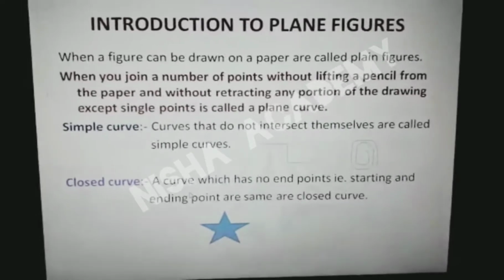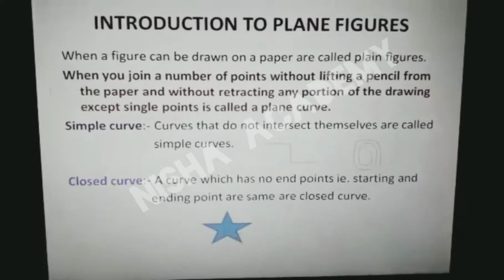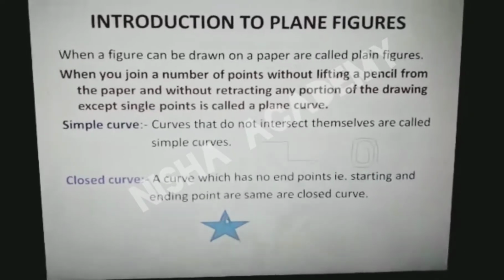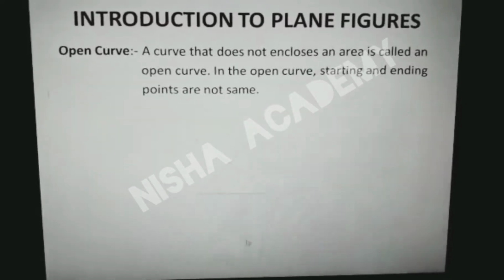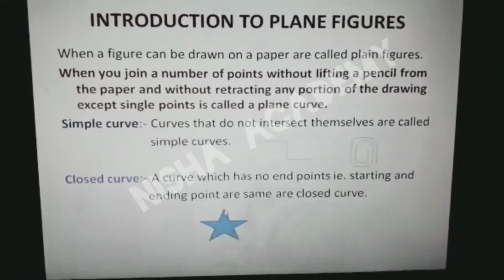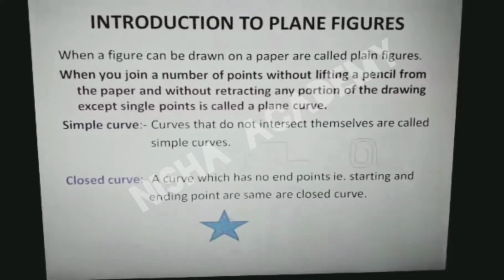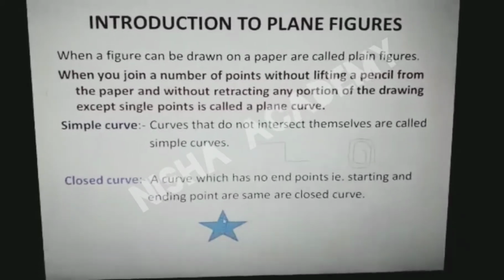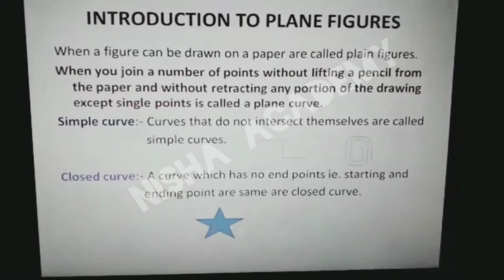Next is closed curve. Closed curve means it does not have any end point. Its starting point and ending point are same and it encloses a closed area. That is called a closed curve. See here a star. I would start from here and draw like this, and end here. So it is called a closed curve and you can find the area enclosed by this star. The internal part is called the area enclosed by the star. This is called a closed curve.